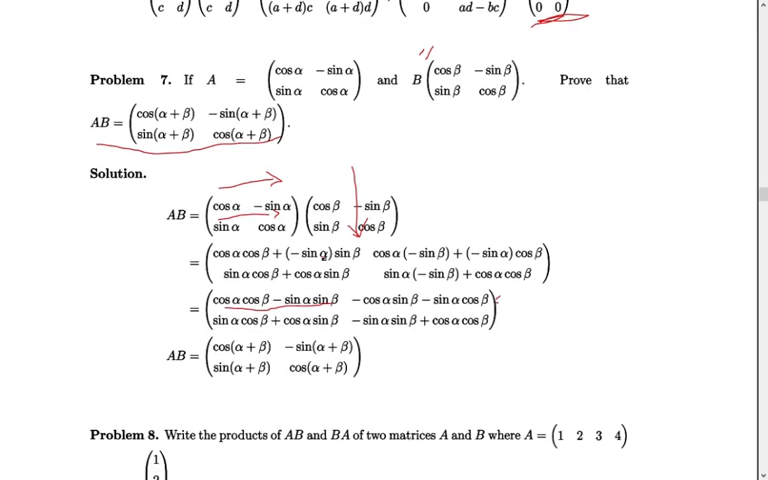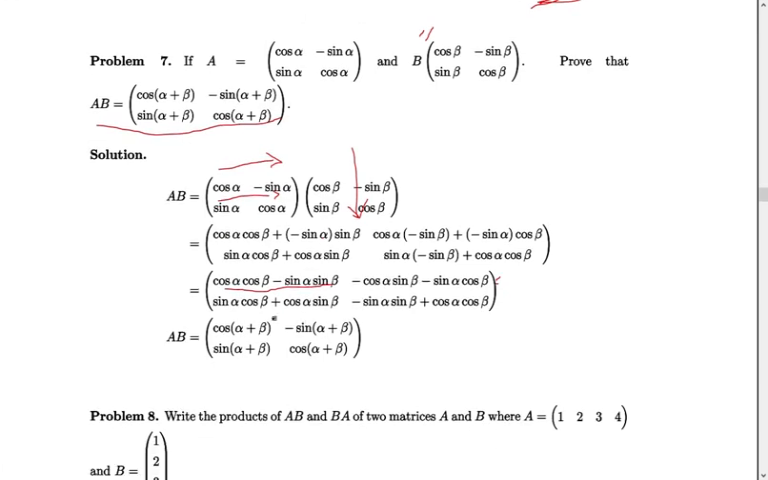So next problem, problem number 8. Write the products AB and BA of two matrices A and B, where A is equal to this one. What do you know about this matrix? It's a row matrix, 1 by 4. It contains only one row and 4 columns.